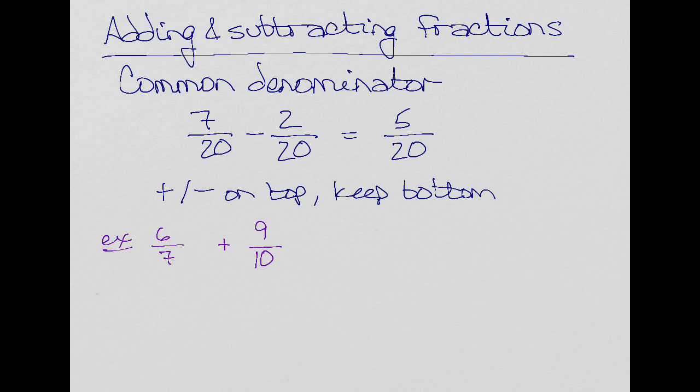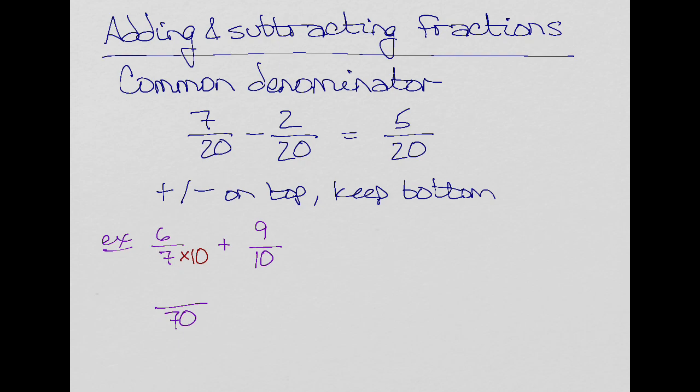So I'm going to try and think of something that's bigger than either one of them, that 7 and 10 both divide into evenly. 70 will do the job. I can do 70 divided by 7 and get a whole number. I can do 70 divided by 10 and get a whole number. So let's see. I want my denominator to be 70 instead of 7. What did I have to do to my 7 to make it 70? Well, I had to multiply it by 10.